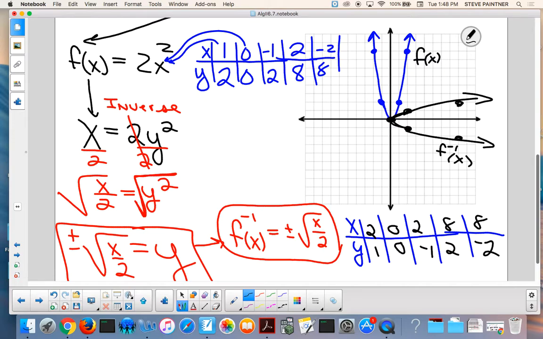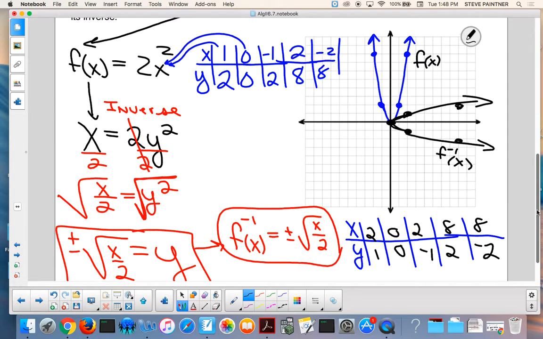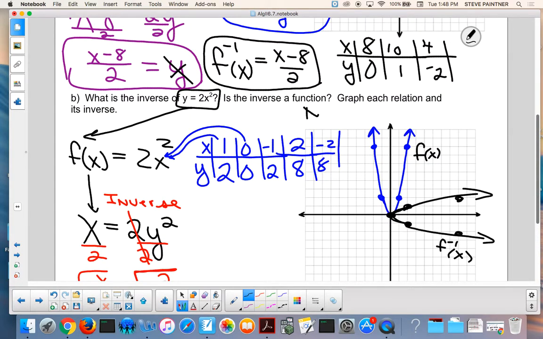Question: is the inverse a function, yes or no? No, because of the vertical line method. A vertical line touches it twice every time. Good? All right, do the last one. Guys, you should be pretty good at this by now because it's not hard stuff we're doing. It's just, can I find the inverse?